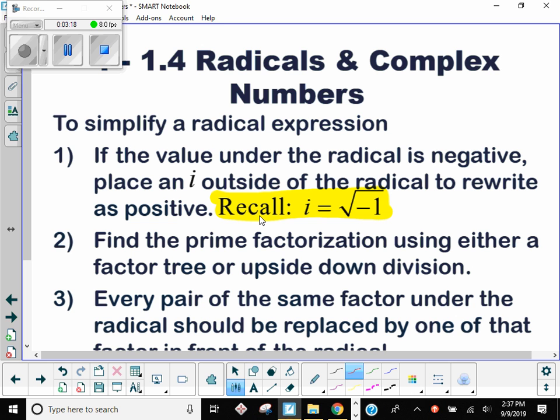Anytime, so we just simplified the square root of 72, right? This tip right here that we just highlighted is something we'll use if we're taking the square root and there's a negative underneath. Our warm up didn't have a negative, but if we do, we're going to use this. Anytime you see a negative 1, the square root of it simplifies to i.